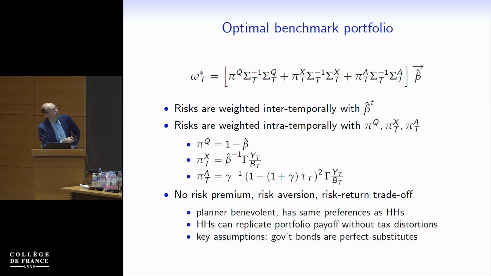There are two different parameters which weight those risks. Intertemporally, those risks are weighted with a vector of betas. How my returns tomorrow can vary with interest rates, with say primary deficits 10 years from now, will be my discount factor to the power of 10. Between themselves, those risks are also weighted with these parameters pi q, pi x, and pi a. The theory spits out explicit closed-form expressions for what those are. Too bad, but I don't remember what the sigmas are.